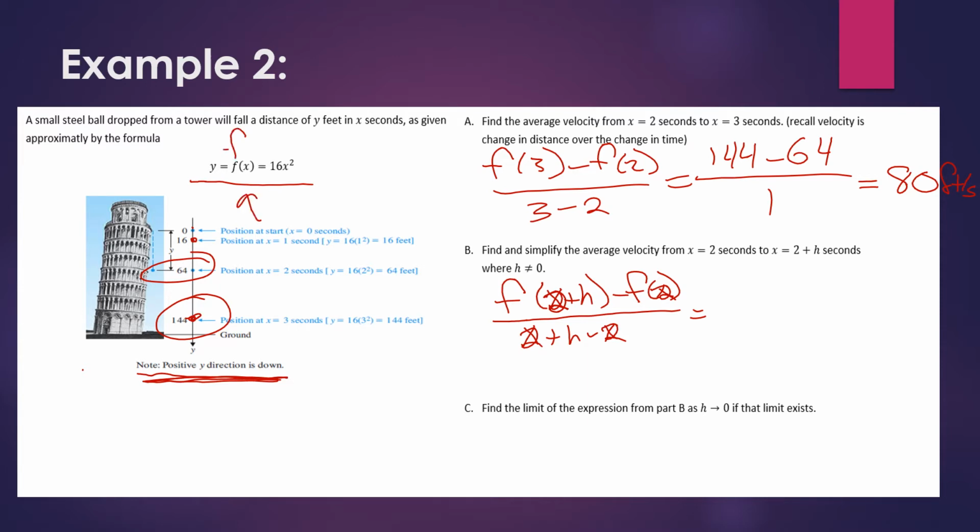F of 2 plus h, well, that's going to be 16 times 2 plus h squared. Now, 2 plus h squared, remember, this is going to have to be 2 plus h times 2 plus h. You can't just distribute the square. So this is going to be 4 plus a total of 4h plus h squared. So 4 plus 4h plus h squared.